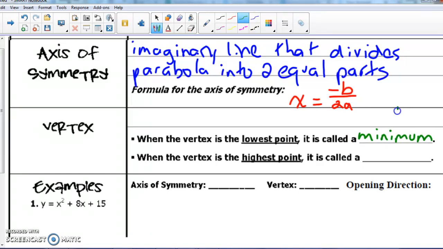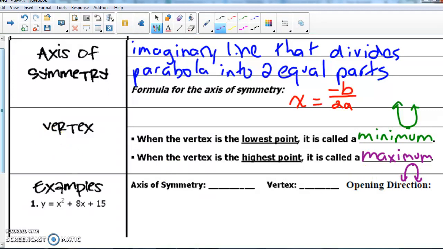That occurs if the parabola is facing up. Then the vertex is actually the smallest point, right there in the center, the smallest on that whole graph. If the vertex is the highest point, it is called a maximum value. And that actually takes place if the parabola is going upside down. And that vertex is right there in the center.